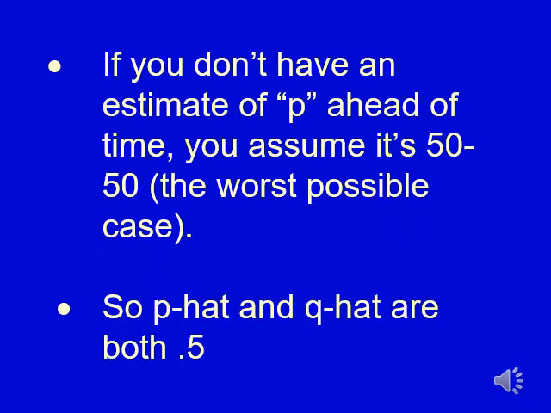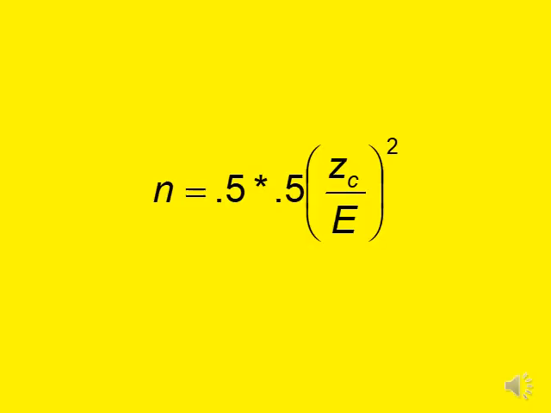I said before, we use that formula if you have an idea of what P is ahead of time. And an obvious question is, well, what if you don't? What you do if you don't is you assume it's the worst possible situation. You assume it's a 50-50 tie. It's like Florida was in that 2000 election, where you couldn't tell ahead of time what was going to happen. And what you do is you put in 0.5, 50%, for both P hat and Q hat. And so it would actually look like this, 0.5 times 0.5, and then we still have in parentheses ZC over E, squared.